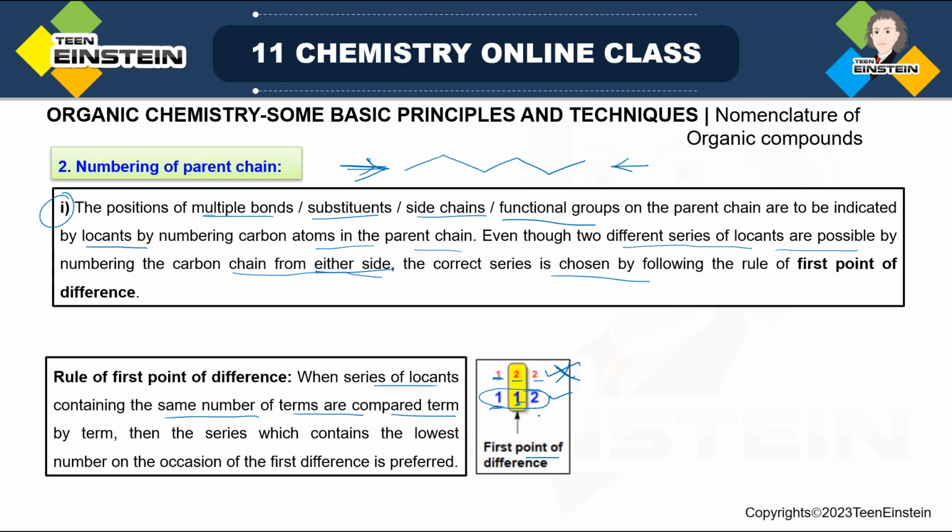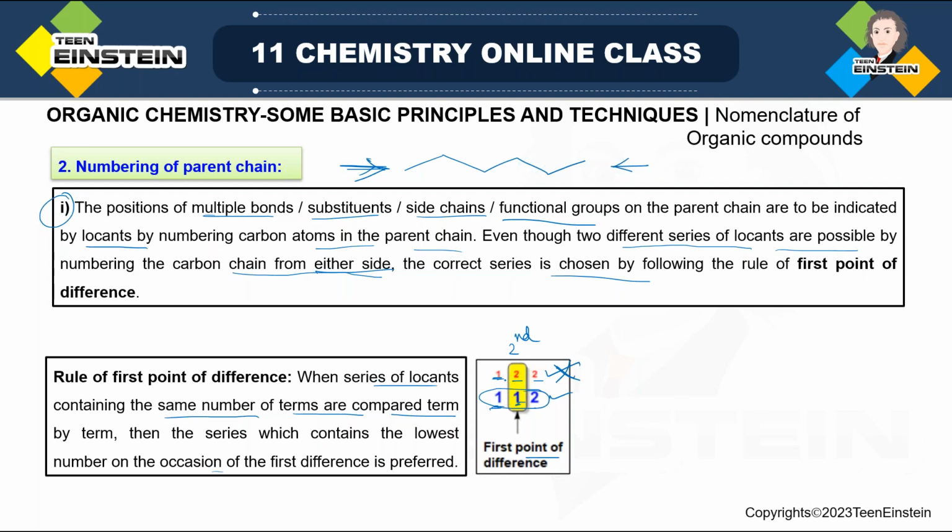So when we have a series of locants containing the same number of terms, they are compared term by term. It is not that you compare these numbers as a whole; you have to compare term by term. Then the series which contains the lowest number at the first point of difference is chosen. In this case, at the second position you are having the difference, but it is not necessary.